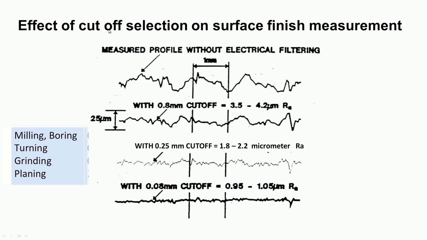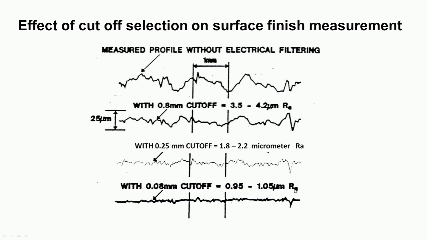Now, what is the effect of cutoff length selection on surface finish measurement? You can see here, this is the profile obtained without any filtering. Then, when we select a cutoff of 0.8 millimeter, the surface finish value obtained will be 3.5 to 4.2 micrometer. But instead of selecting 0.8 millimeter cutoff, if we select a finer cutoff length of 0.25 millimeter, then the roughness value is 1.8 to 2.2 micrometer RA. Similarly, if you go for a still finer cutoff length, 0.08 millimeter, then the RA value obtained will be 0.95 to 1.05 micrometer.